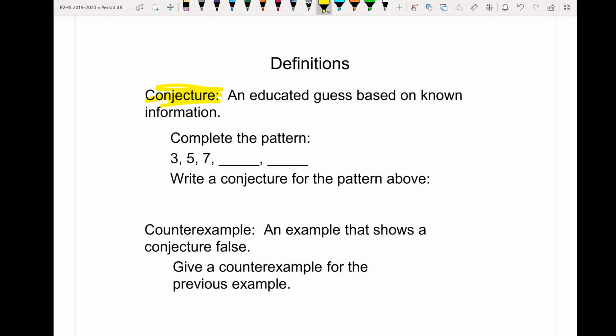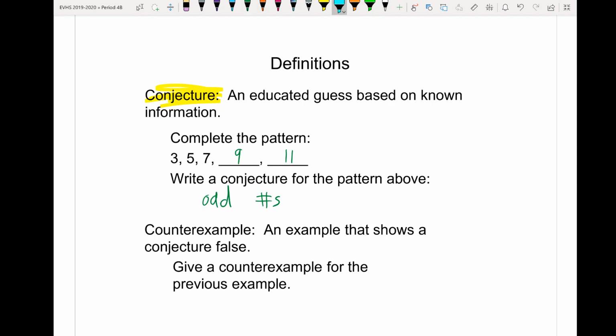Now, let's go ahead and complete this pattern here, okay? What's our guess about the pattern going on here? Odd numbers. Odd numbers, okay? So we're just writing the odd numbers. Therefore, the next items would be 9 and 11. Same pattern as the previous slide, right?